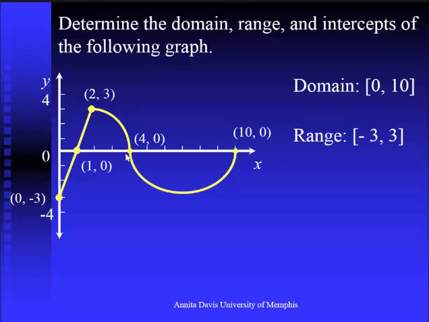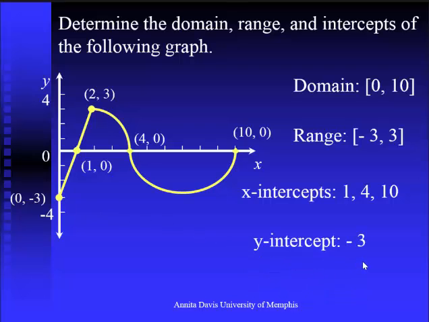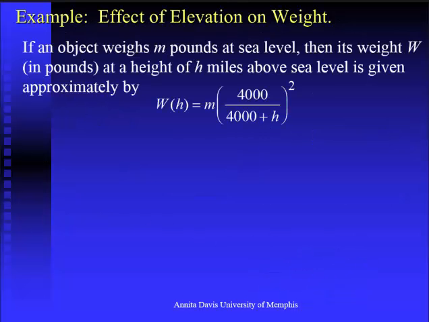The x-intercepts are all the points where the graph touches the x-axis or passes through it. The x-values are 1, 4, and 10. So the x-intercepts are 1, 4, and 10. There's only one y-intercept, and that's where the graph touches the y-axis at -3. Therefore, the y-intercept is -3.